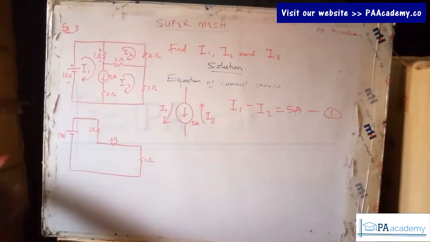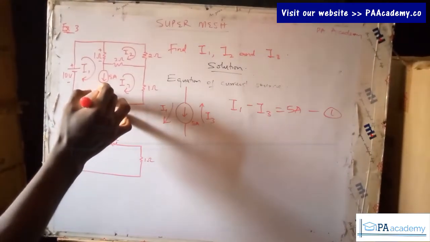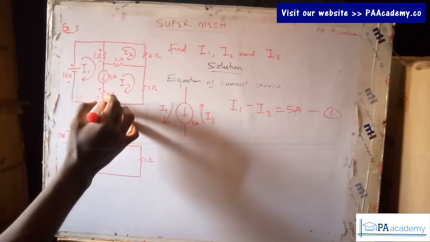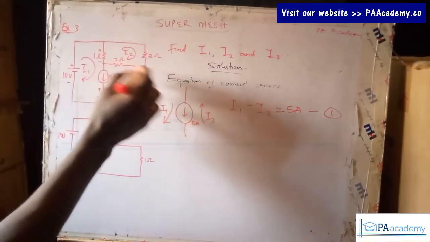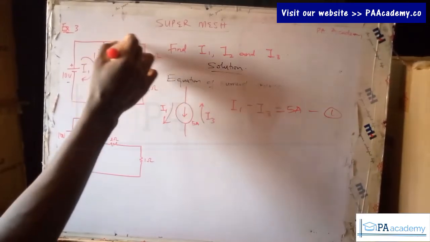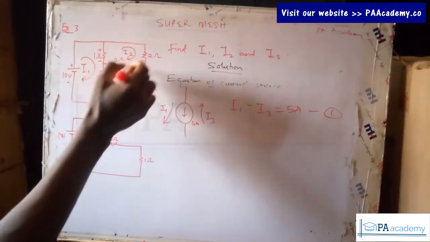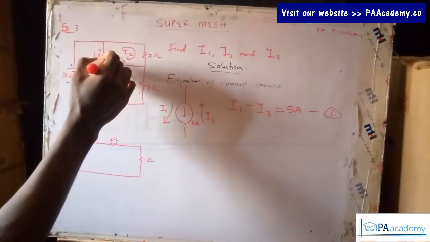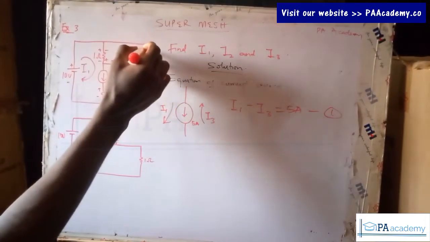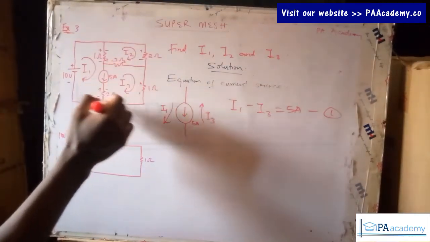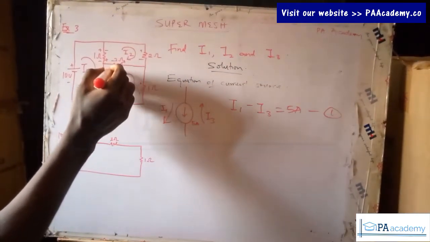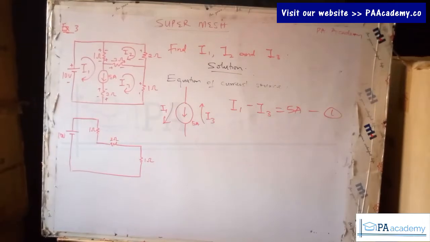If you have watched the video on mesh and now Supermesh, this is going to be plus and minus. For I3, this will be plus, minus. Just in the direction that you have chosen, this will be plus, minus, plus, minus. And then due to I3 in this 3 ohm resistor, this is plus and minus. So they are going to have the same polarities here.